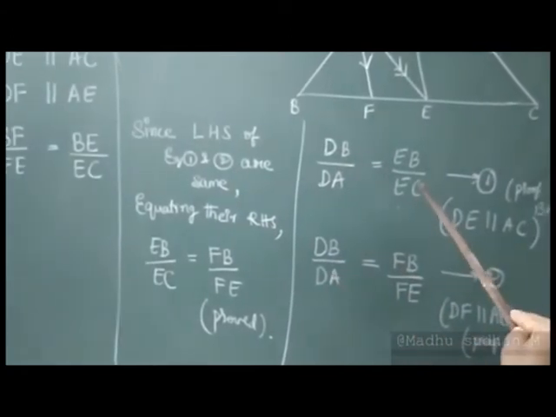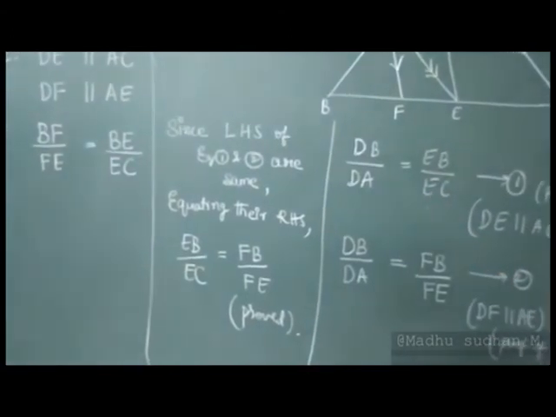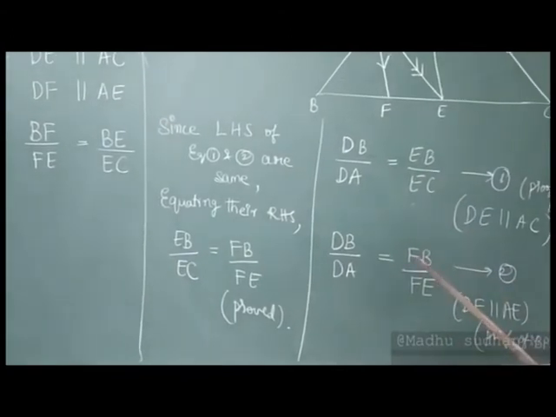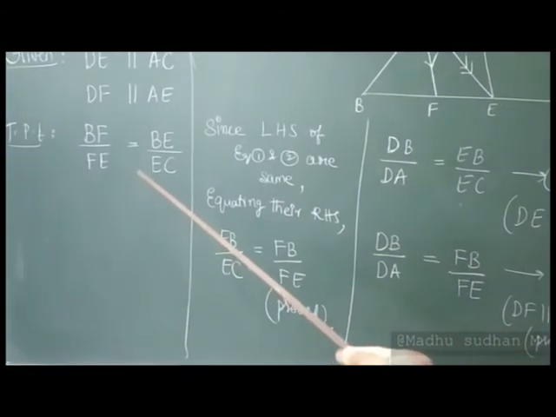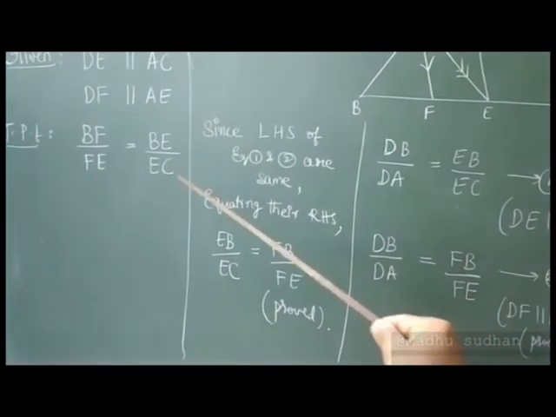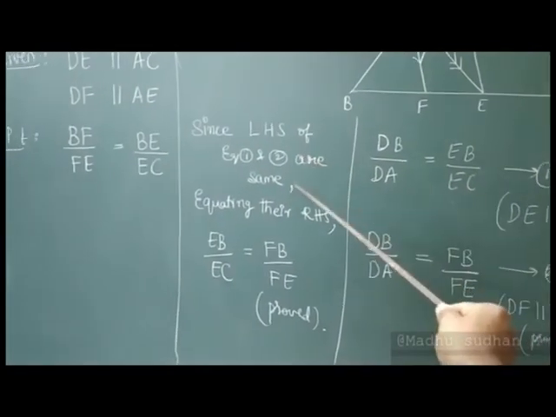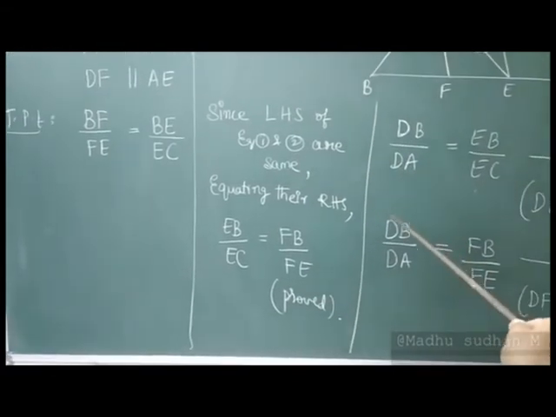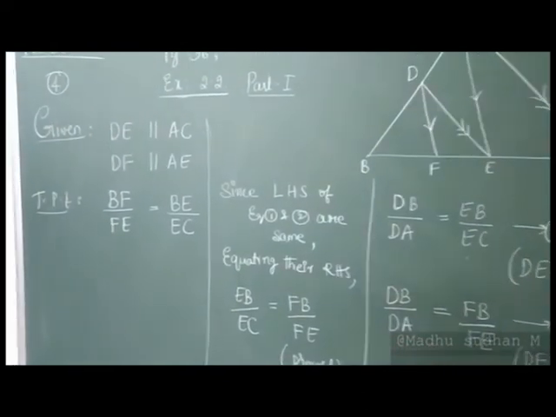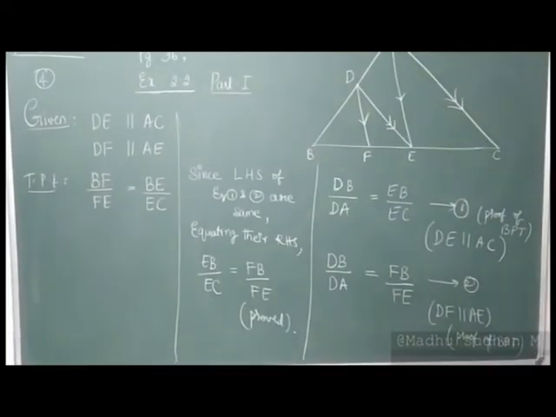So now let us try to equate the RHS part, EB by EC. EB by EC is equal to FB by FE, right? When we equate that part, that is what is to be proved here. BF by FE, we have BF by FE here. B by EC, we have B by EC here. Follow, children. Since the LHS of equation 1 and 2 are the same, equating their RHS, we get the proof part of this question, the fourth question under exercise 2.2, page number 36. Followed it.